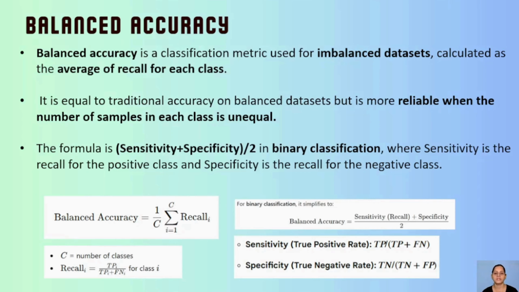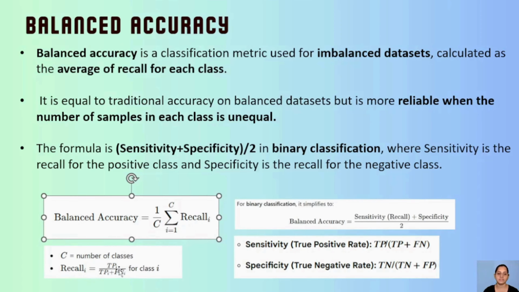And how are we calculating it? We use the formula sensitivity plus specificity divided by 2 in the case of binary classification. And when we are considering multi-class, then we are just considering the average of your recall. So this is how the formula looks like, the summation of recall, you can see.